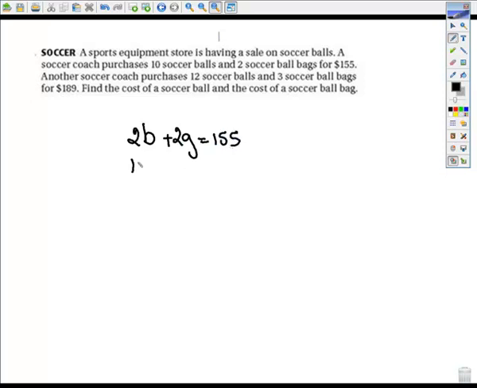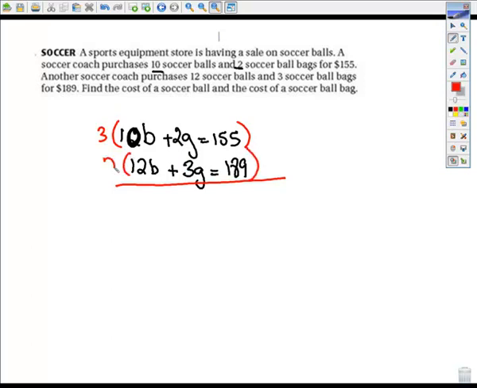Another one purchases 12 of the balls. I don't know where I'm getting 2 up here. Make that a 10. 10 and 2. 12 of the balls and 3 of the bags, and the other coach spends $189. So ultimately they want the cost of the soccer ball and the soccer ball bag. So here 10 and 12 are not multiples, 2 and 3 are not. I think it's going to be quicker to eliminate the 2 and 3 because they're smaller. So I'm going to go ahead and multiply. Their least common multiple is 6, so I'll multiply this by 3 and this by 2.